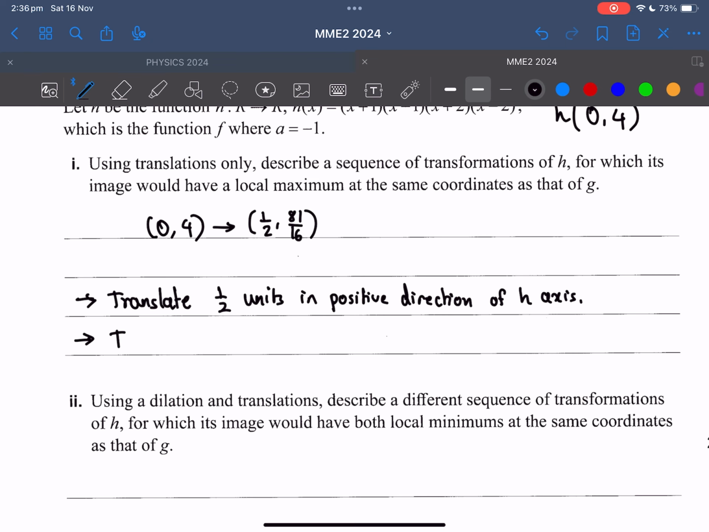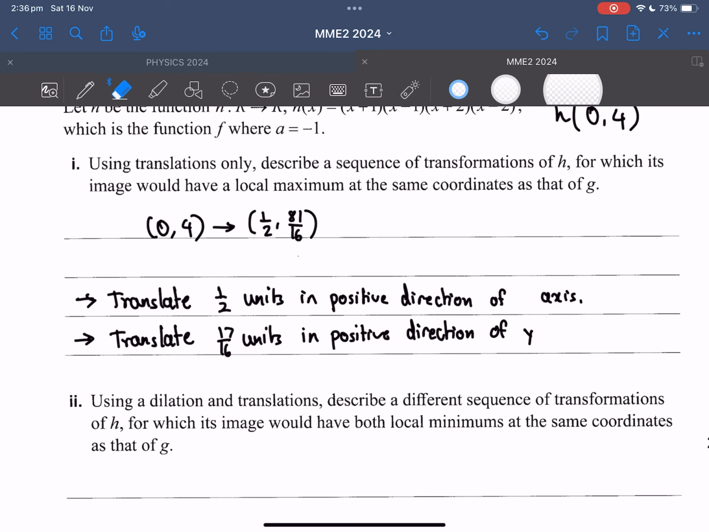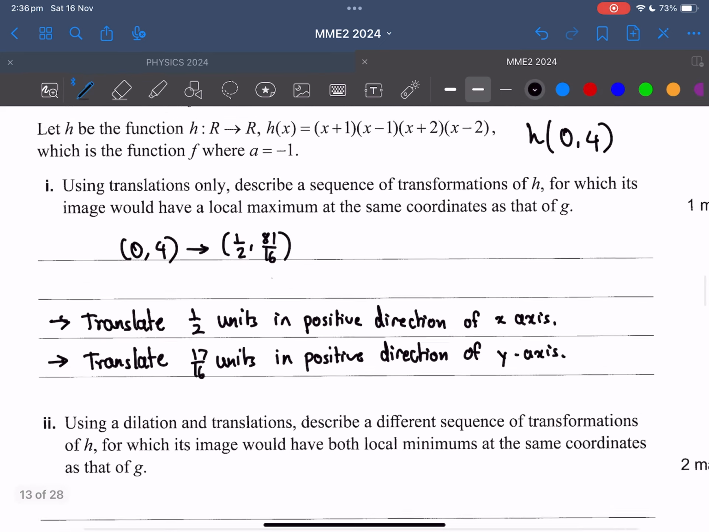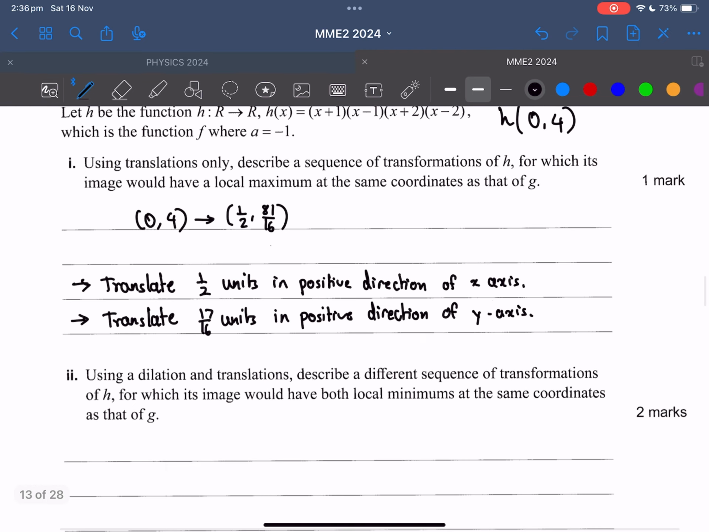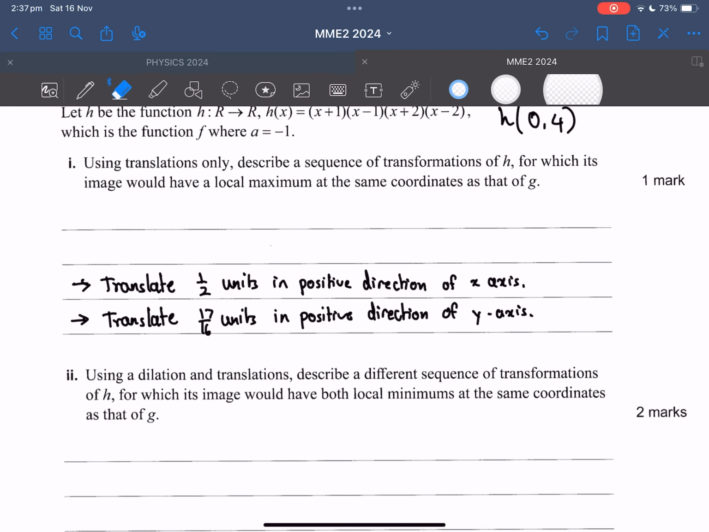So translate 17/16 units in the positive direction of the y-axis. Oh wait, this one has to be x. What am I doing? Yeah, x-axis, y-axis. Okay, and this should be your answer for this question. Hopefully nothing too fancy or hard. Okay.